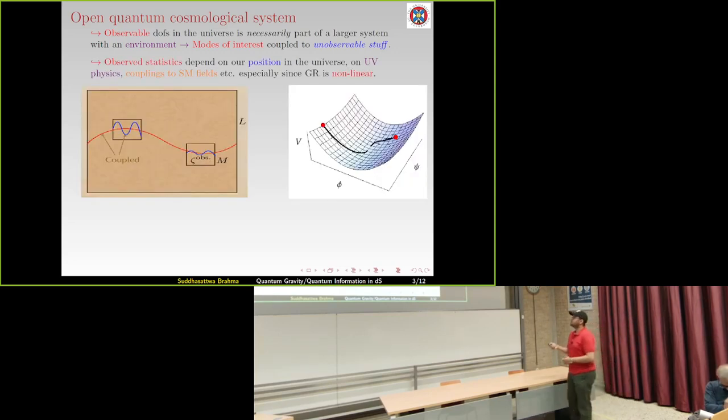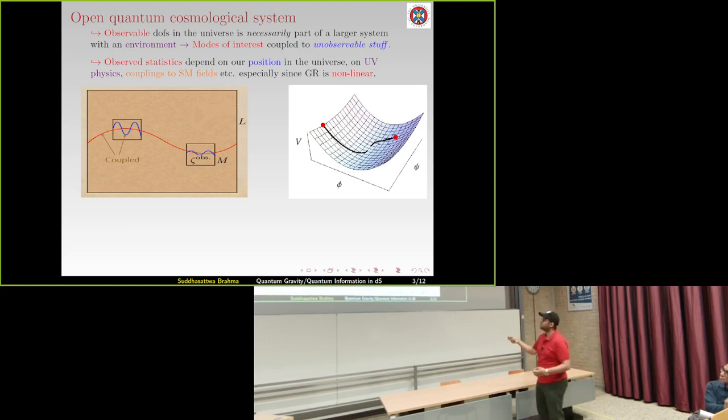Why is this the case? I'll give you two examples. In this case, typical UV completions of inflation require some additional fields. So the field space is not typically one-dimensional if you want some UV completion for inflation, even though at low energies it might look like a single degree of freedom. These would be examples of UV degrees of freedom to which the inflaton talks.